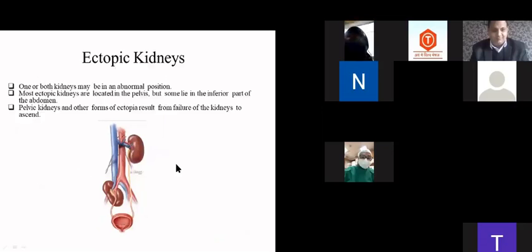So coming to the ectopic kidneys, one or both the kidneys may be in abnormal position. Most ectopic kidneys are located in the pelvis, but some lie in the inferior part of the abdomen. Pelvic kidneys and other forms of ectopia result from failure of the kidneys to ascend.